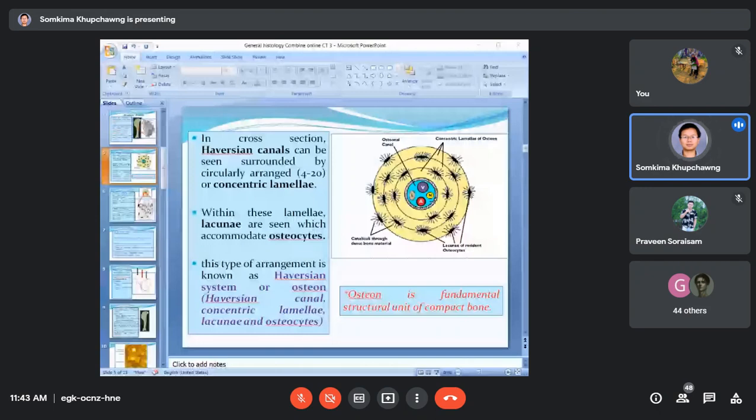Here inside the Haversian canal, you see the artery, vein, lymphatic, and then the nerve.